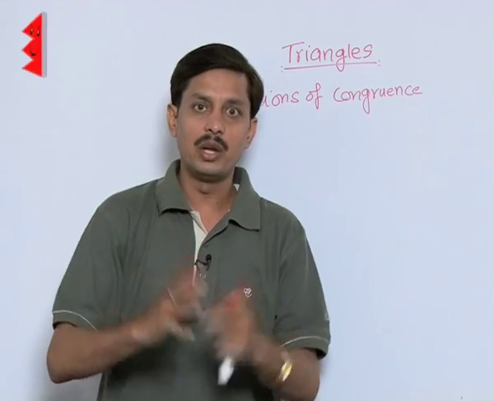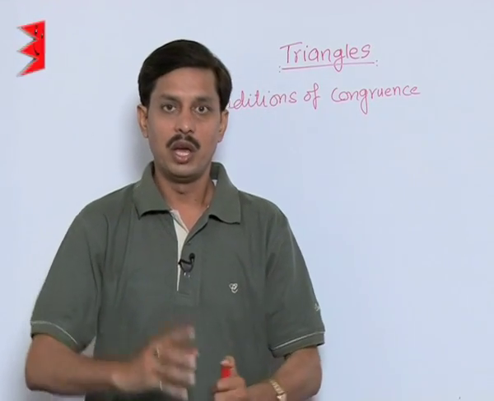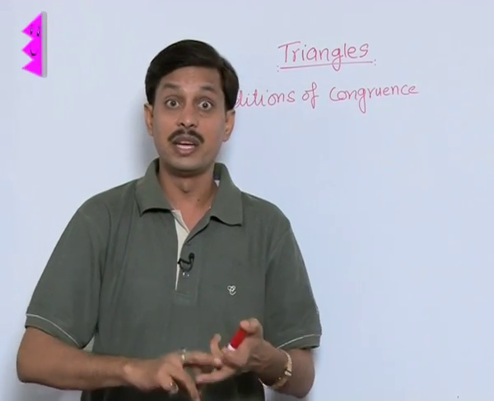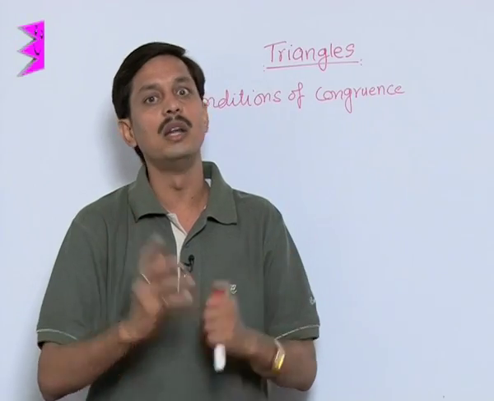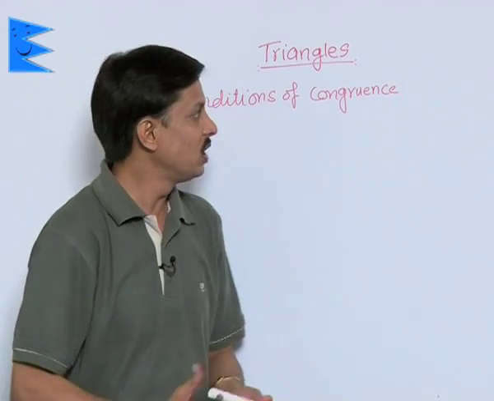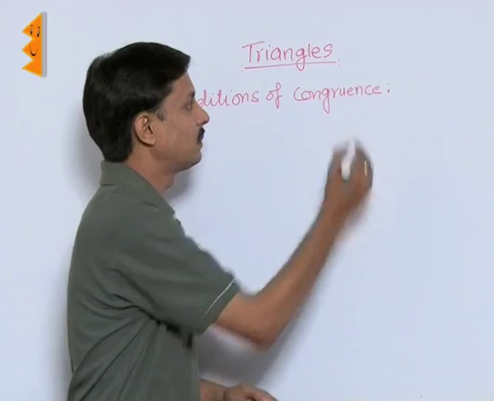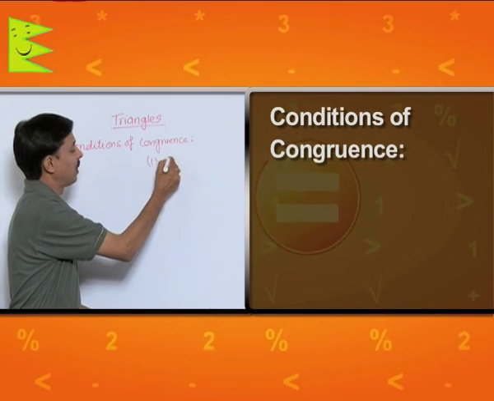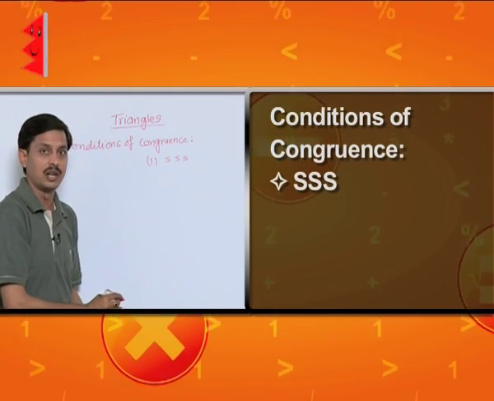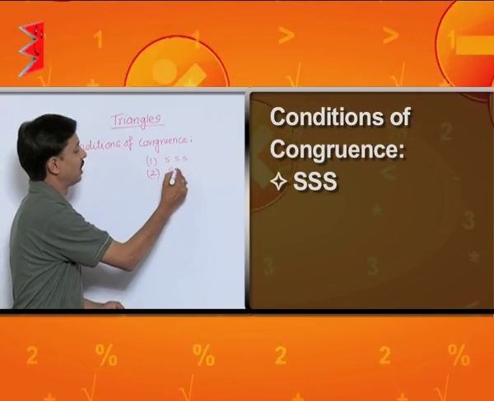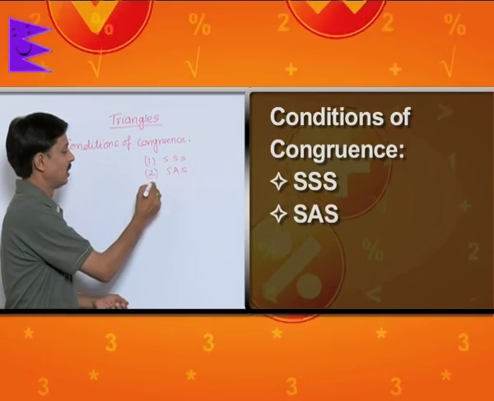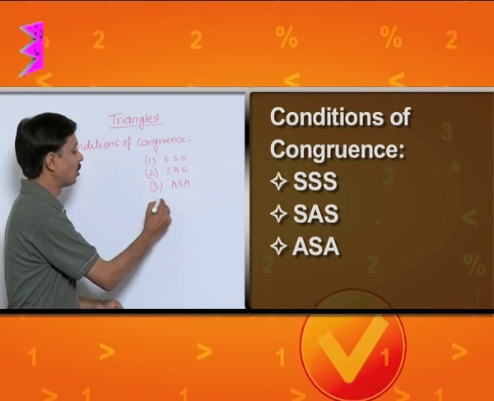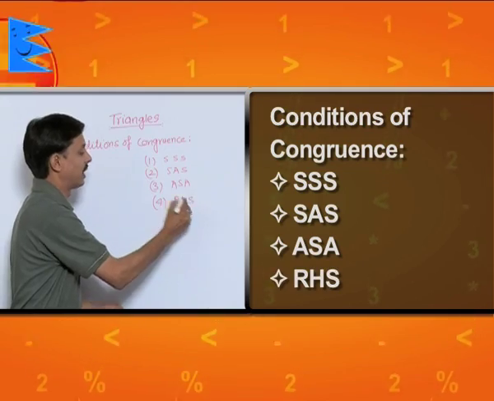When we say two triangles are congruent, to verify whether triangles are congruent or not, we have 4 conditions of congruency. What are these 4 conditions of congruency of triangles? Number 1, first is the SSS condition. The second condition is SAS. The third condition is ASA. The fourth condition of congruency is RHS.